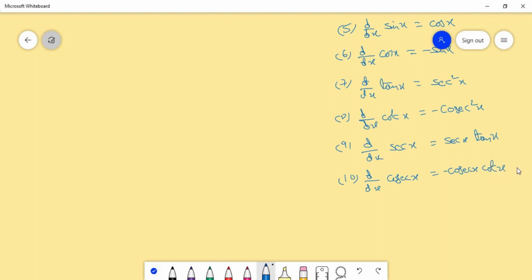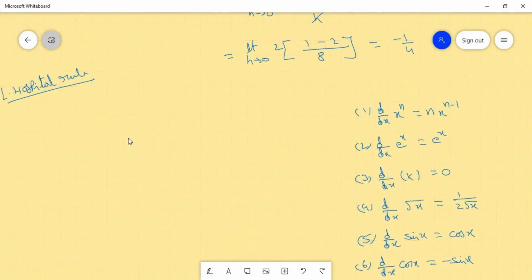Like that we have some formulas. Later we will discuss the total formulas. Just now we will take those formulas only. By using these formulas we will solve some problems. Okay, we will take same problem.